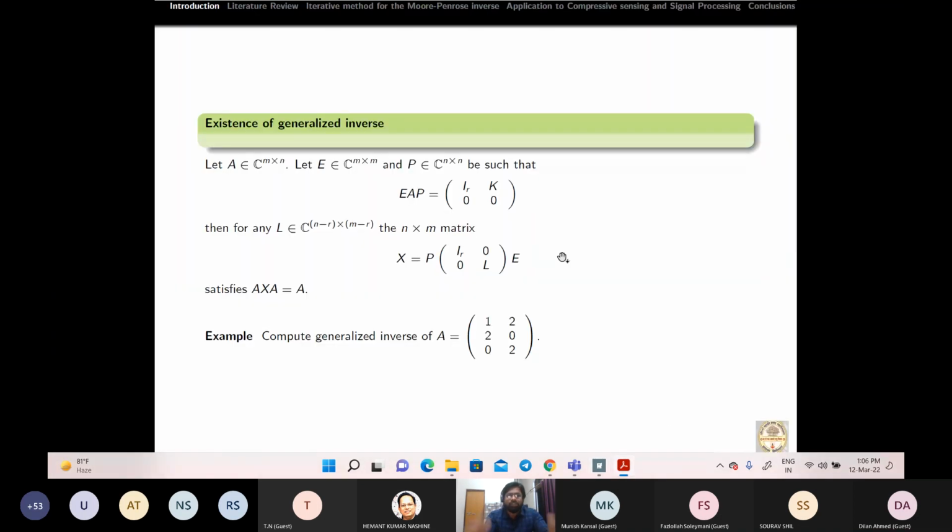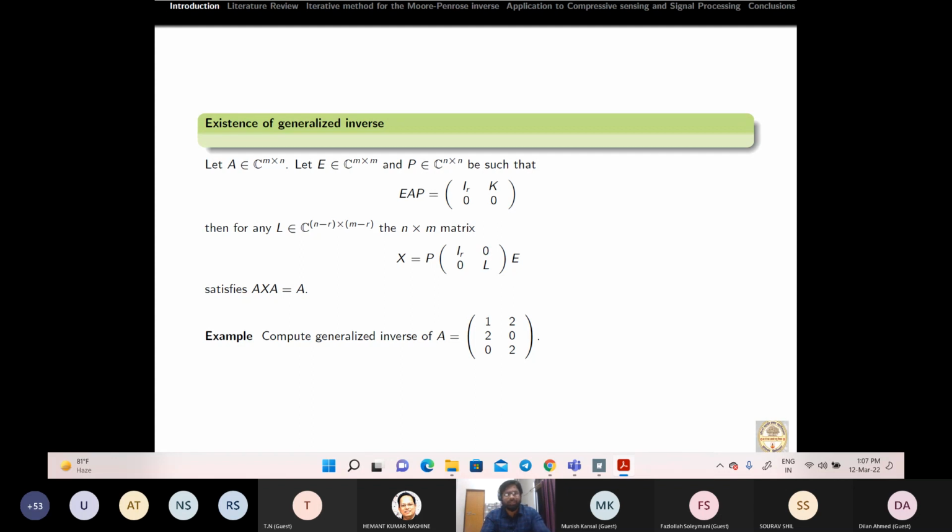So what I have tried to discuss is the existence of generalized inverse. To show that, if you have any arbitrary matrix A, you just have to write its normal form. In the process you will get E and P, and then your generalized inverse can be given by these expressions. I have given you one simple example. All you have to do is reduce this matrix into normal form, find E, find P, and then your generalized inverse will be given by this equation. You will see that this satisfies AXA equal to A. So this part shows the existence of generalized inverse.